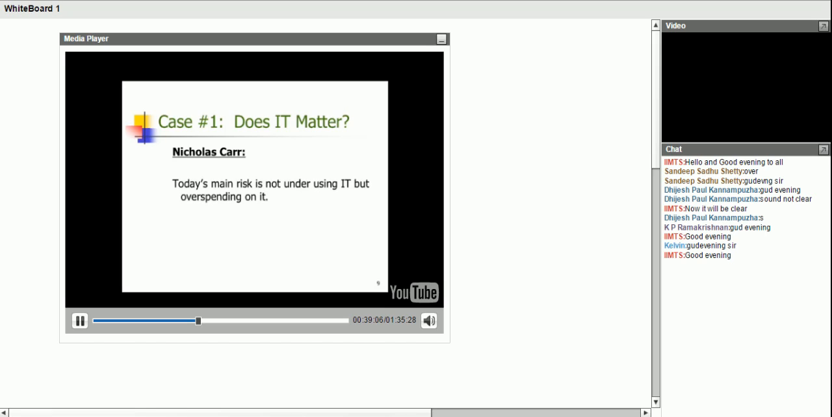All right, so getting back to this case study, today's main risk is not underusing IT, but overspending on it. Which actually brings up another good example. We know we have to invest in information systems and technology. We can't lay these people off when we start doing badly. In fact, what we should be doing is the exact opposite.